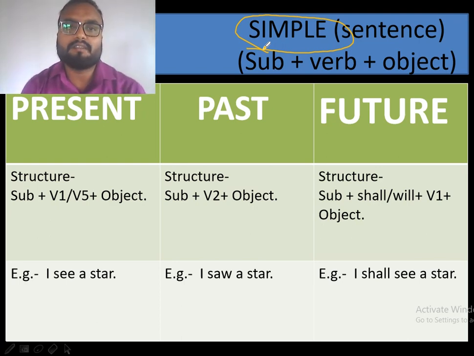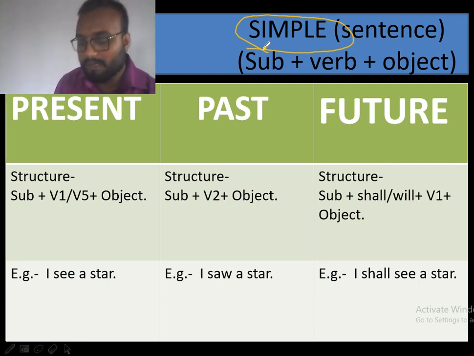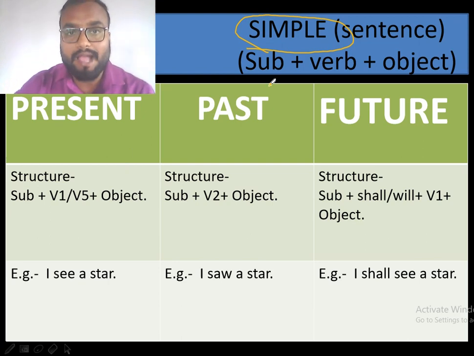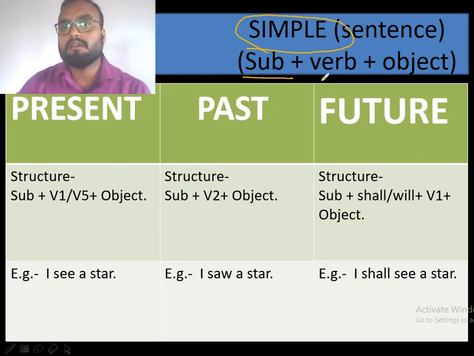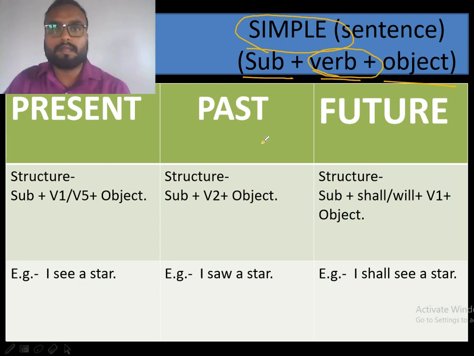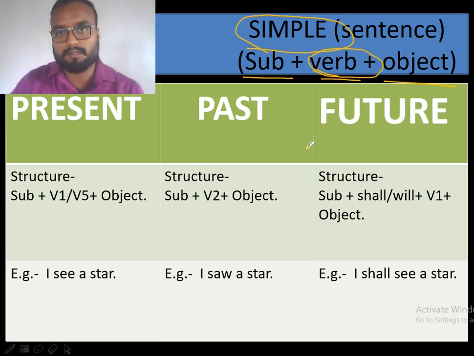So what is the meaning of tense? Tense we have discussed. So what is the meaning of simple? Simple actually refers to simple sentence. Now what is a simple sentence? A simple sentence is a sentence which has a subject, a verb and an object. It means it mainly has only one action verb. Only one action word is there. This is the meaning of simple sentence.